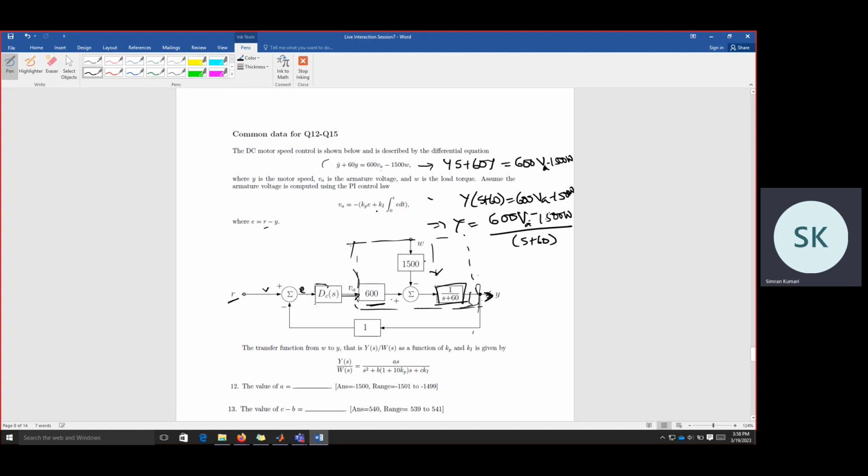Okay, and VA is equal to, okay, this will be plus. So this will be VA equal to KP E plus KI E by S.